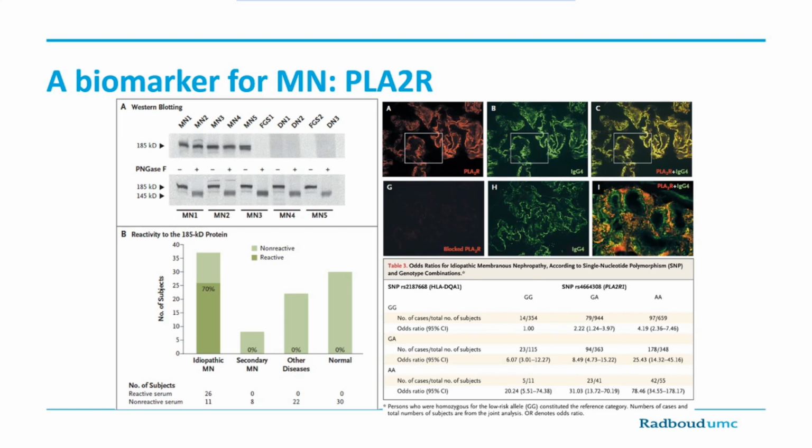a big breakthrough. And 2 years later, the results of that were confirmed in a big genome-wide association study, which also the Radboud UMC took part in. And it turns out that people who have a polymorphism of the PLA2R gene had a 4 to 80 times bigger chance of developing membranous nephropathy.